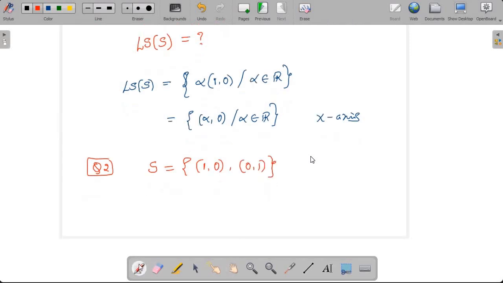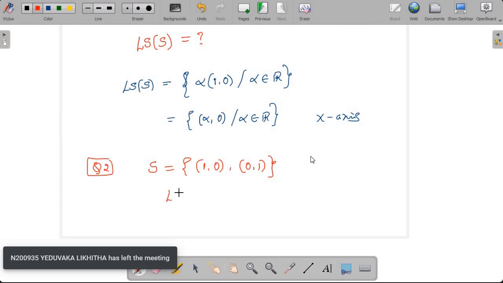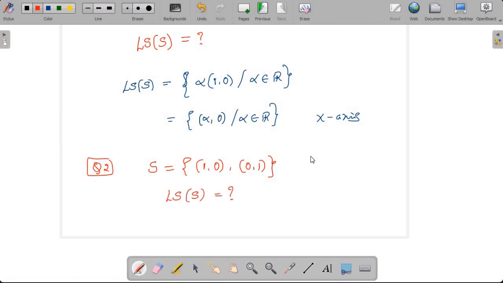Now what is the linear span of this? What is it? Y equal to X line. Think.